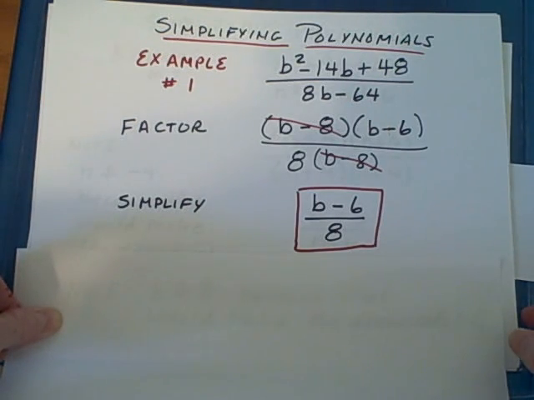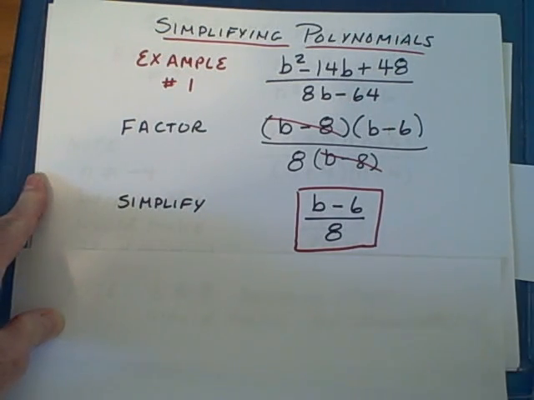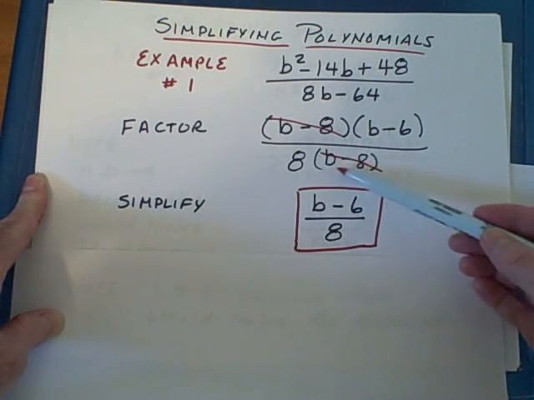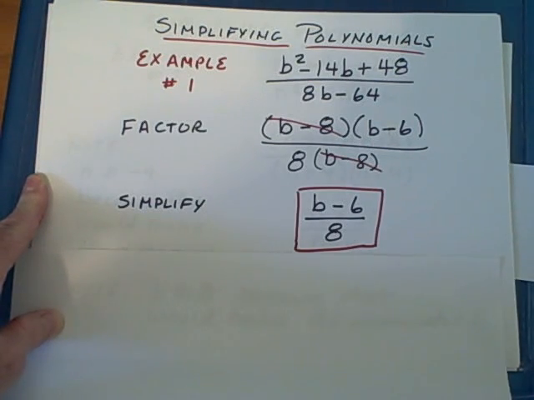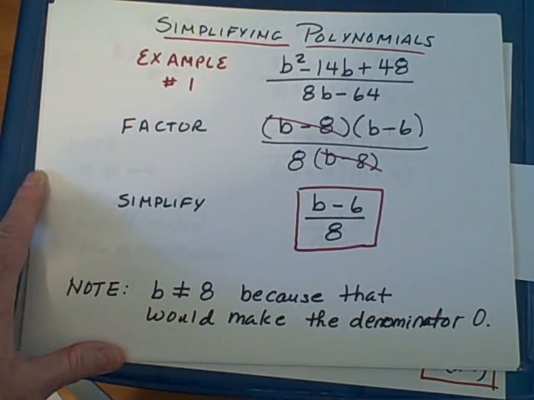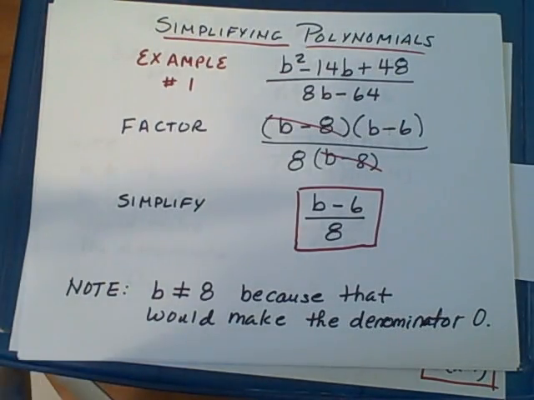We must remember, however, that we cannot divide by 0. So we have to exclude some numbers. The number here that would make the denominator 0 is 8. Therefore, b cannot equal 8 because that would make our denominator 0.